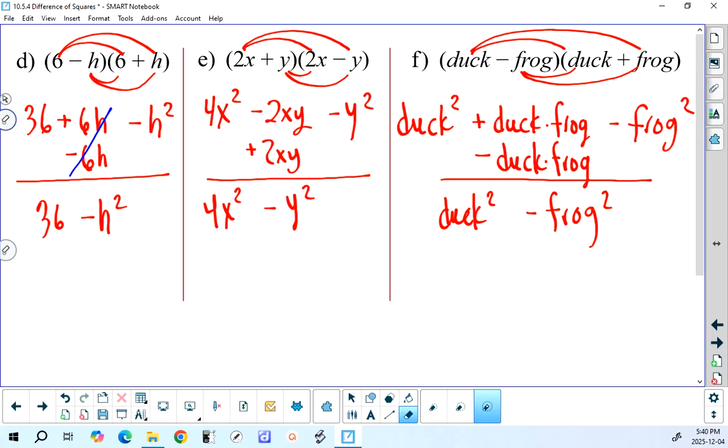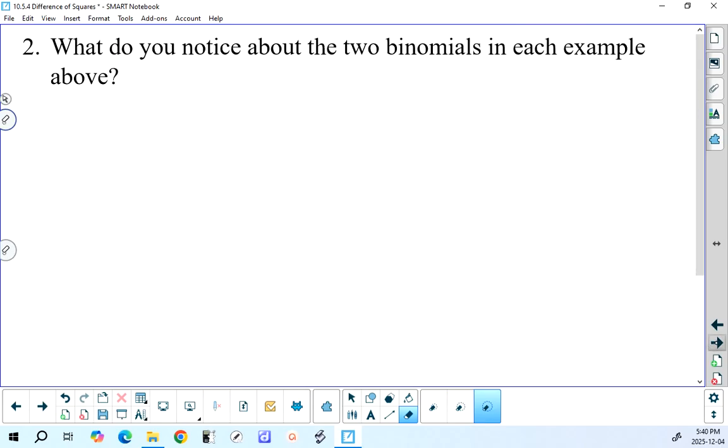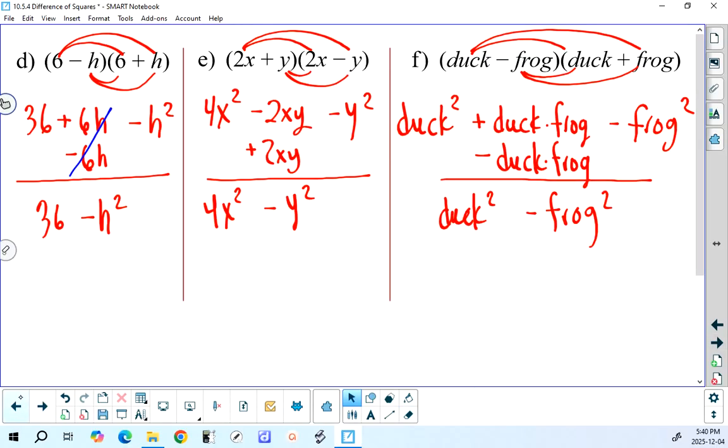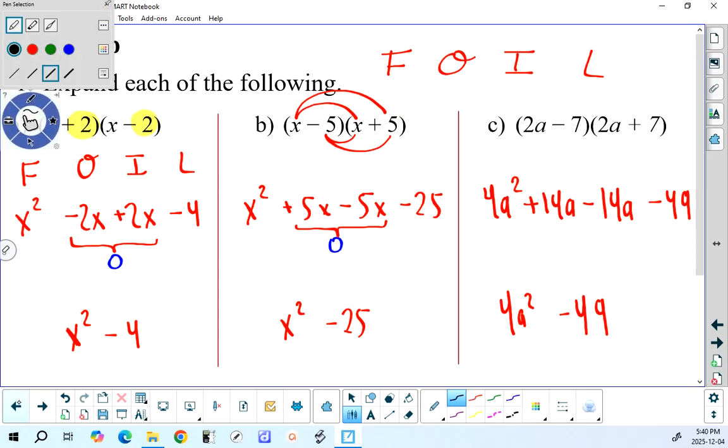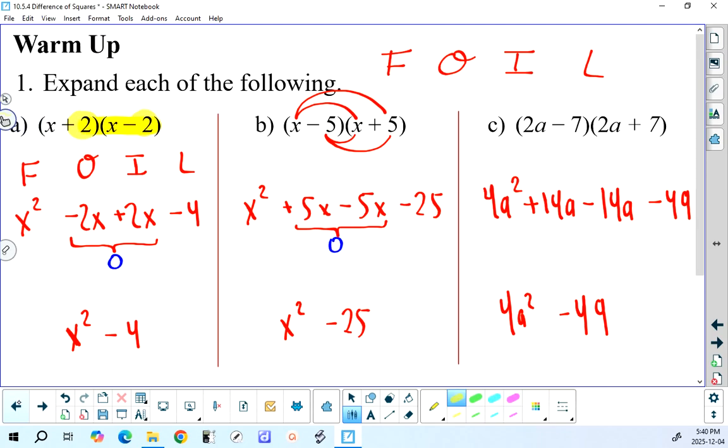That's the first part of the warm-up. The second part is saying, what do you notice about the two binomials in each example? The two binomials are of the following form. We're talking here about, I'll show them to you, a pair at a time. The question is, what do we notice about these two binomials we're multiplying?